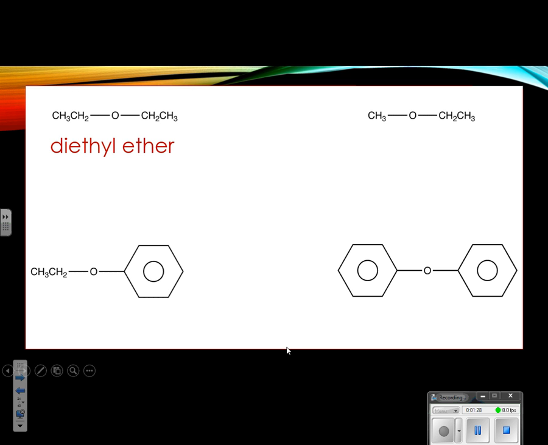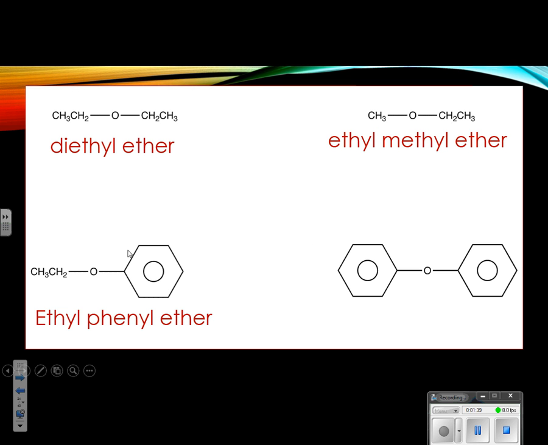The first one is diethyl ether. We already did that on the last page. This one is ethyl methyl ether because you've got 2 carbons on one side and 1 on the other. This one is ethyl phenyl ether. And this one has 2 phenyls, so it is diphenyl ether.